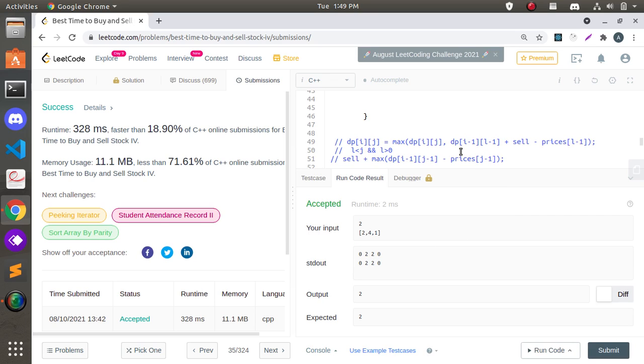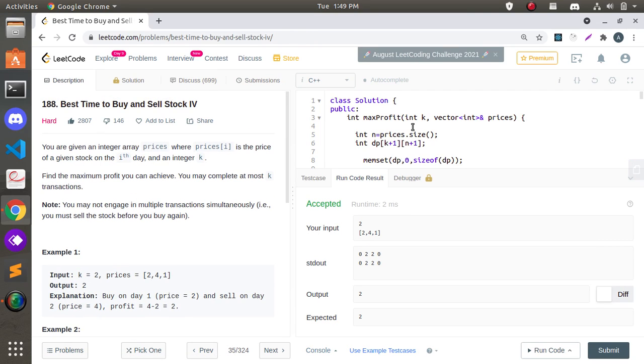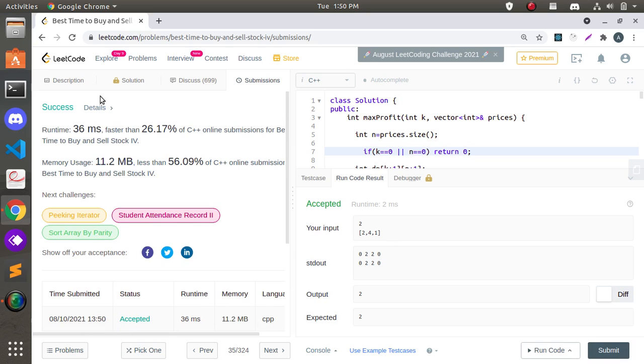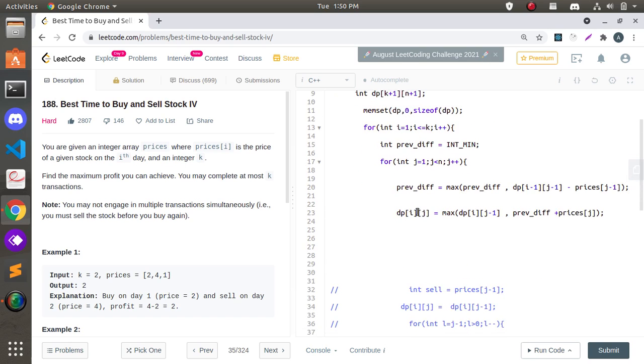It's showing correct for this, and there are also some edge cases, so we have to also make a check. If c equal to 0 or n equal to 0, simply return 0. Let's submit. Hope that it will work. Yeah, it will work.